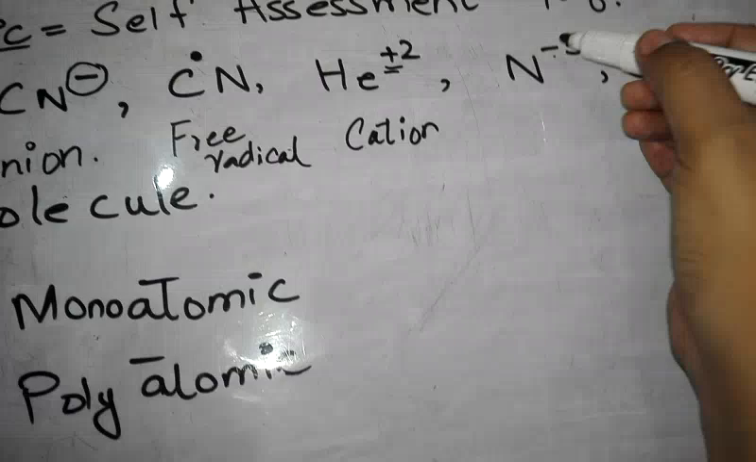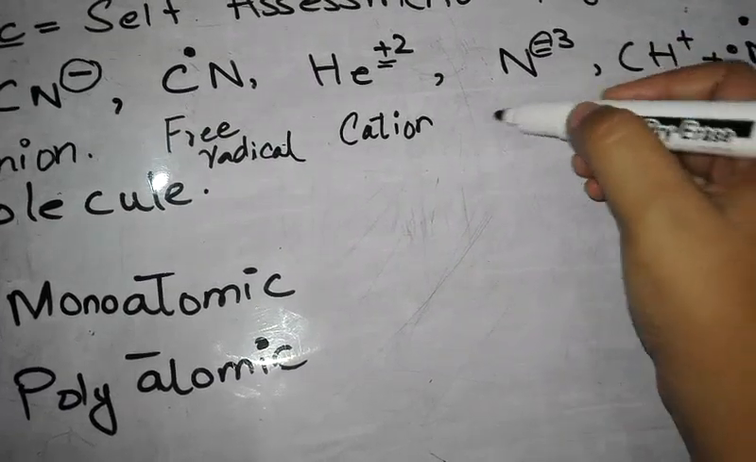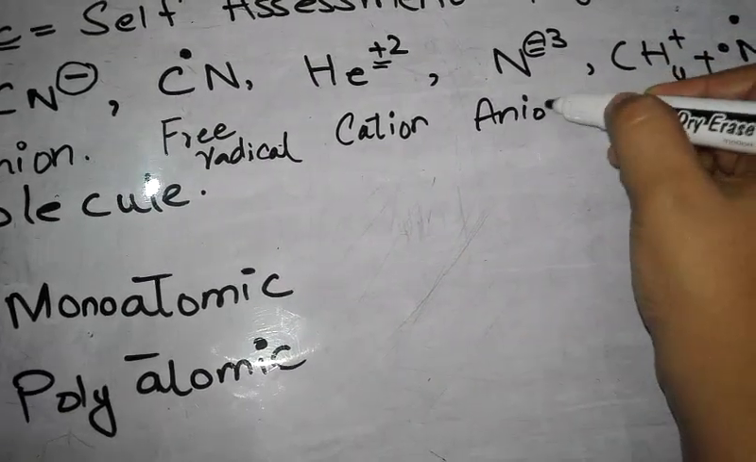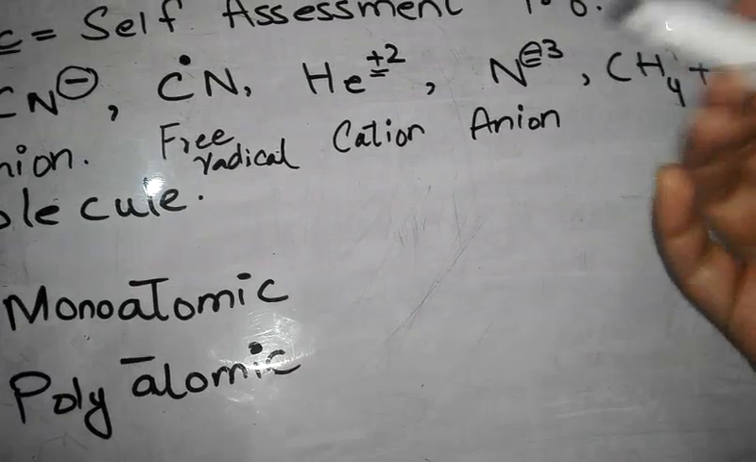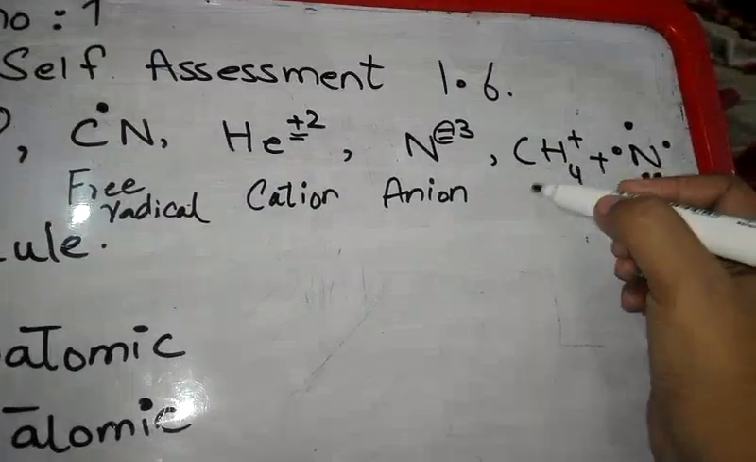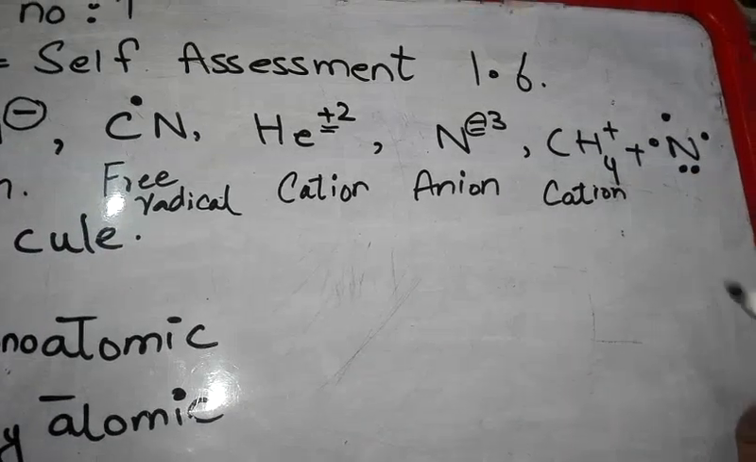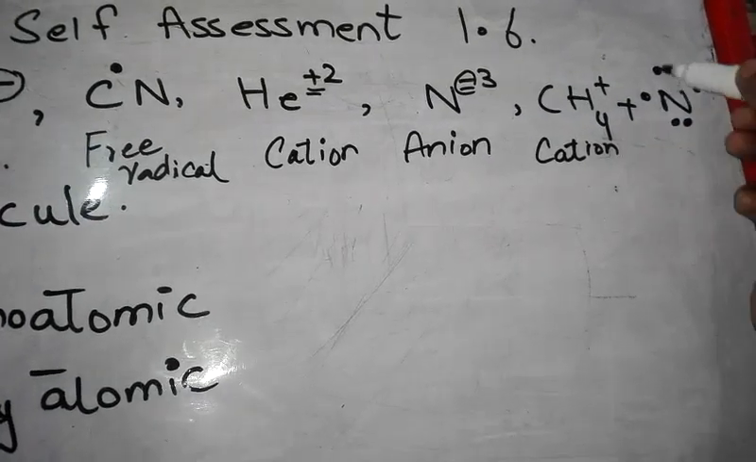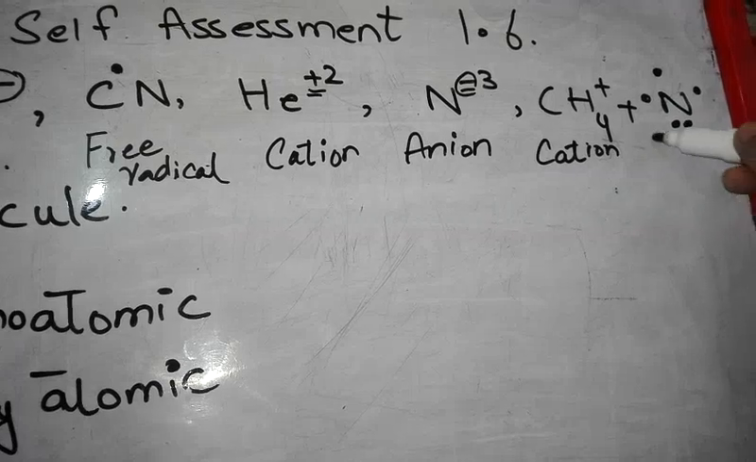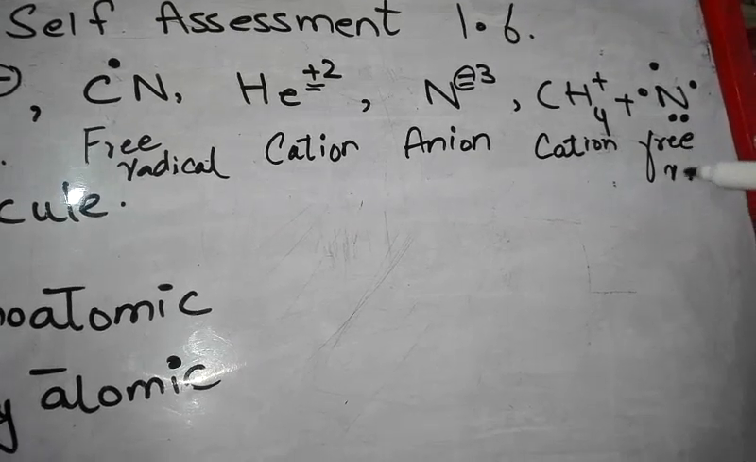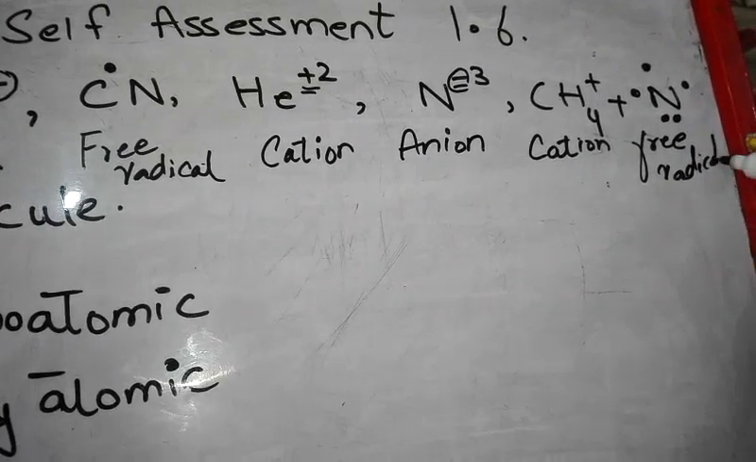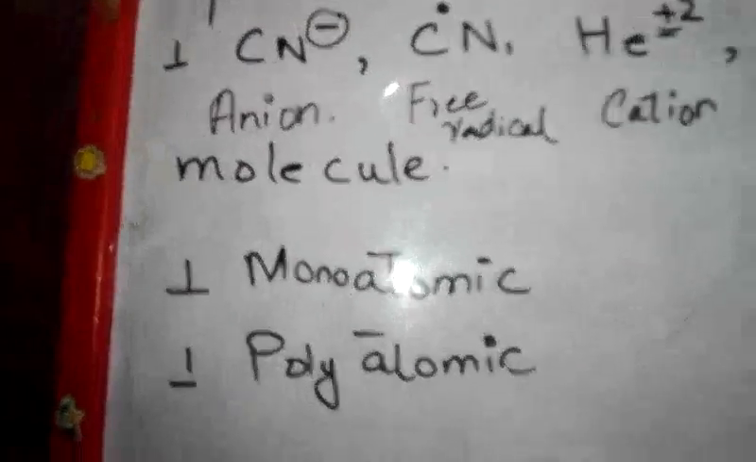Moving towards next, again we have minus. The minus sign indicates that this is an anion because it has received 3 electrons. Moving towards next, CH4 plus sign shows that it is a cation. And the last but not the least, these are the unshared electron pairs, so it is a free radical. Alright guys, we have learned the definition of these terms yesterday. Next to that is a molecule.